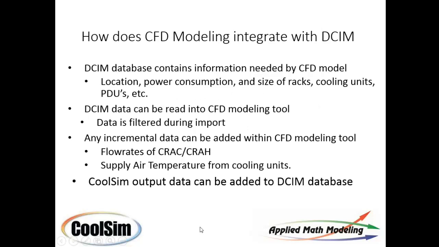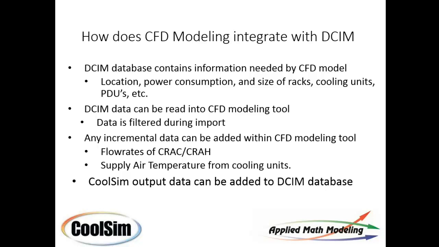So the way it works is the DCIM data contains information that is used by the CFD model, including location of the rack, power consumption of the rack, size of the rack, where the cooling units are sometimes, PDUs. And that data can be read into the CFD modeling tool. Now the data is filtered during import because there's an awful lot of data on the DCIM side that we're not particularly interested in on the CFD side. For example, it's not important where the switches are connected, one to the other. The networking, the local area network switches, it doesn't really matter about the mapping of those, cable labeling, things like that are not specifically important to CFD.